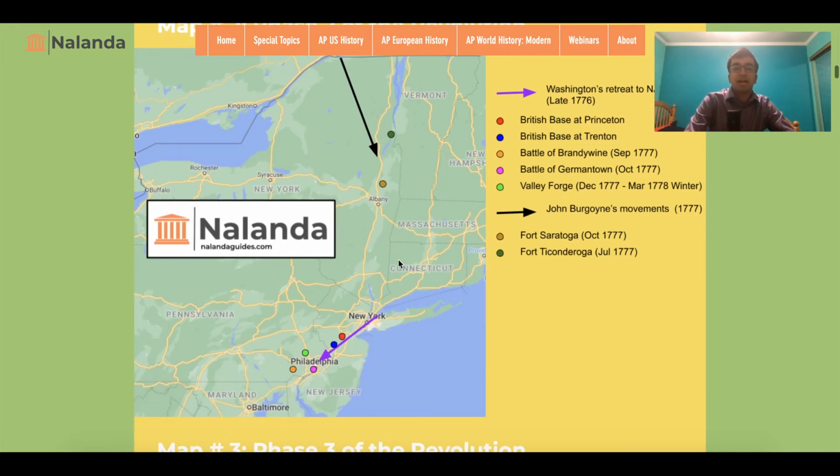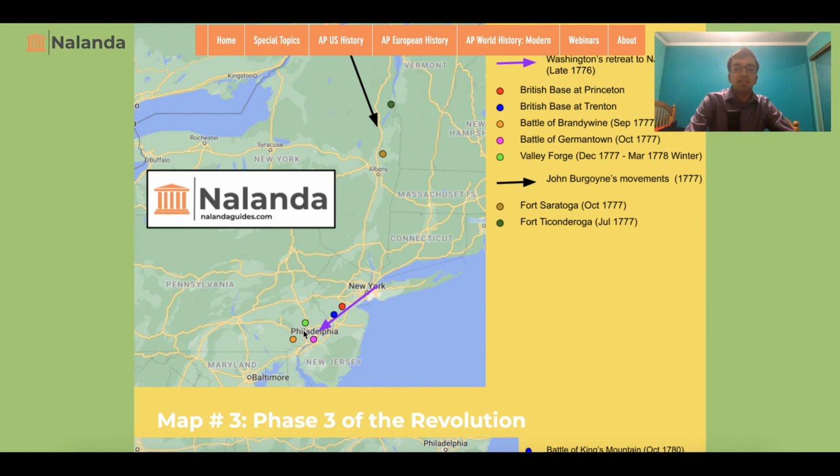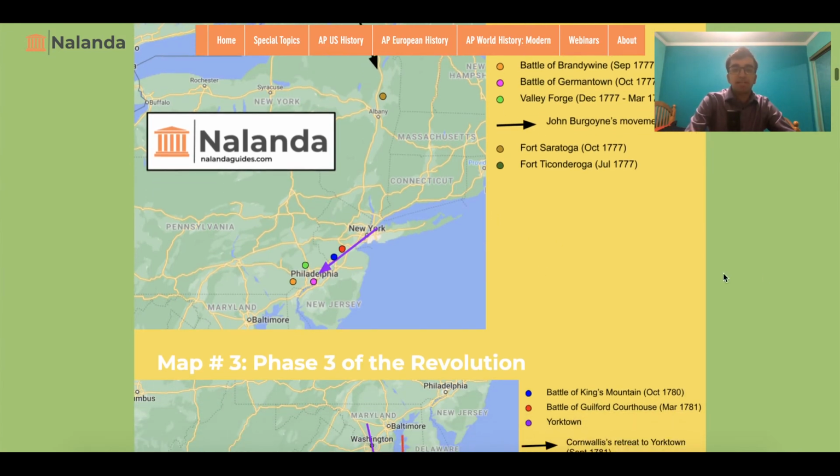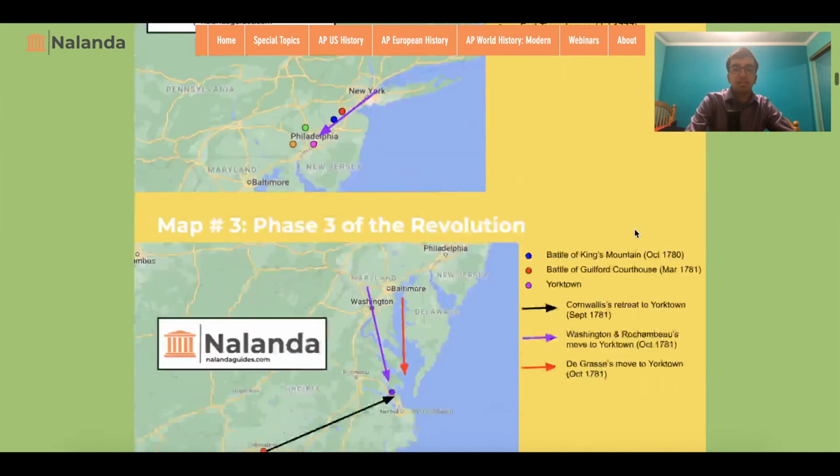As you can see, Howe made a few mistakes that cost him the war. He shouldn't have left Burgoyne alone, and he should have attacked Washington while he was in Valley Forge, because when Washington retreated to Valley Forge for the winter of 1777 to 1778, he ran out of supplies, and he had to ask the local farmers for supplies.